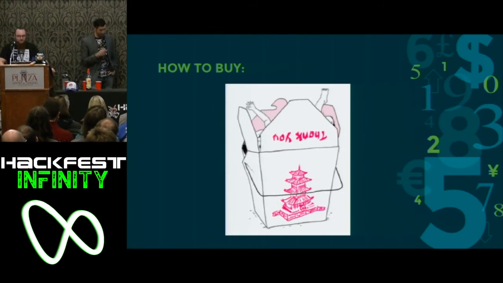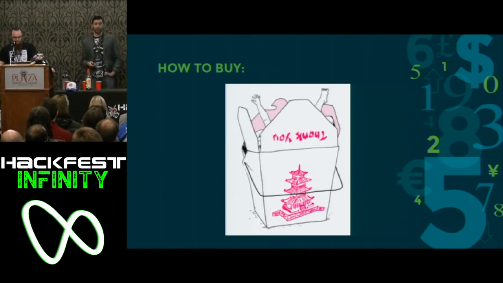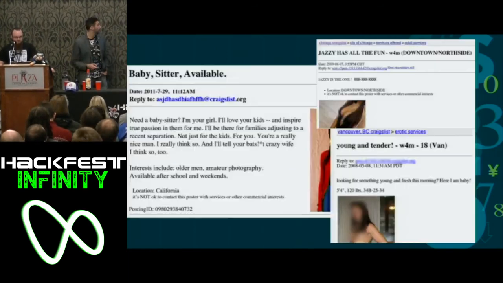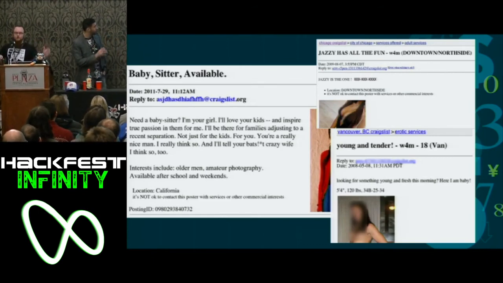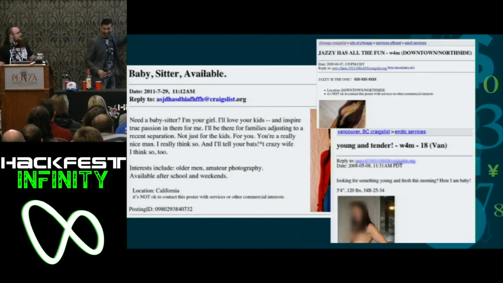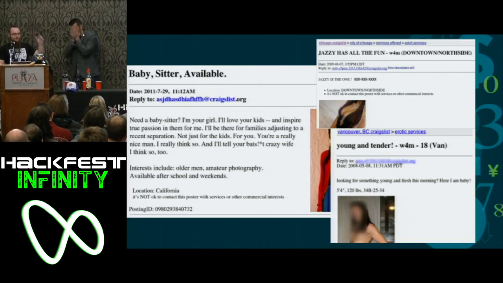How you buy people. It's true. It's real. Unlike hitmen, you can buy people on the dark web. Which is ridiculous. But more ridiculous than that is you don't have to go to the dark web. You just go to Craigslist or Backpage and there's human trafficking all over the place.